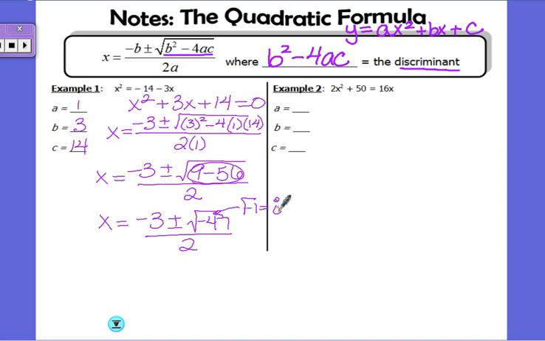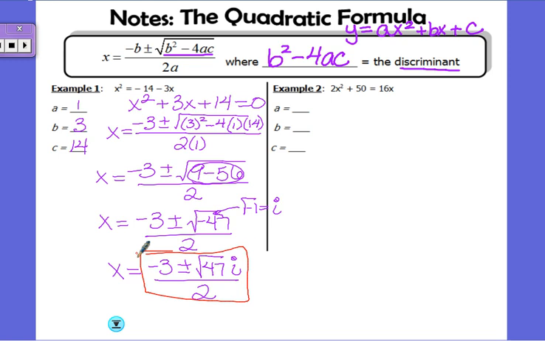47 cannot be simplified any further, so we're going to have x equals negative 3 plus or minus the square root of 47. The i comes to the outside, all over 2. Since it can't be simplified any further, that is your answer.